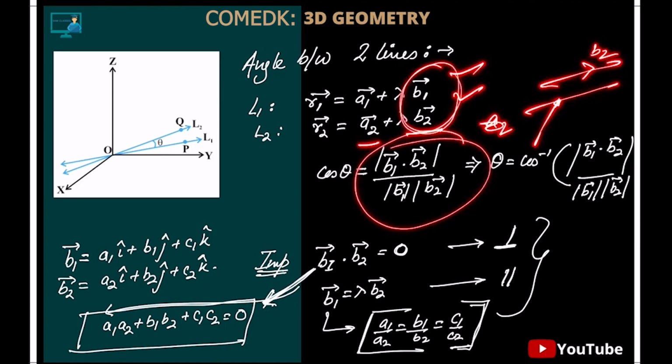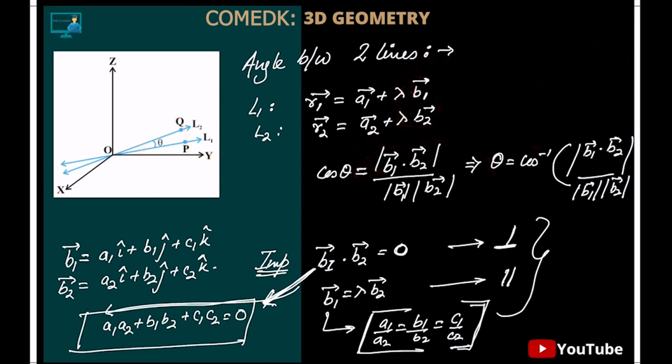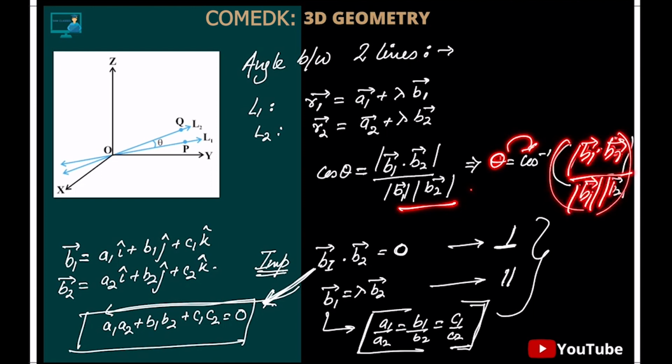So just form the direction: what is the angle between these two vectors with which they are parallel? If I'm able to find the angle between the parallel vectors of these two lines, I can directly do it for the lines also. So the angle between them is what? Dot product. Cos theta is equal to mod of b1 dot b2 by mod b1 mod b2. That's it. Theta is equal to cos inverse of this whole thing, b1 dot b2 divided by mod b1 into mod b2. That's it. Clear? Very simple.